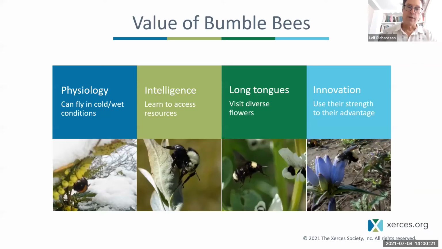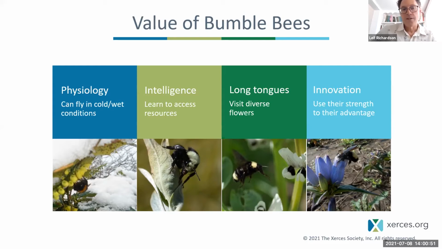Bumblebees are particularly important as pollinators due to their form and their function. Because they are warm-blooded, they are able to fly in cold and wet conditions. You can see them flying at about 35 degrees Fahrenheit, but they can also be foraging up to maybe the 90s Fahrenheit. They're smart relative to some other insects, and they are capable of learning.